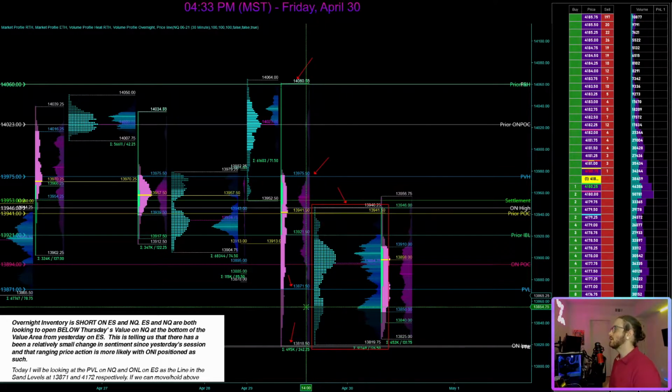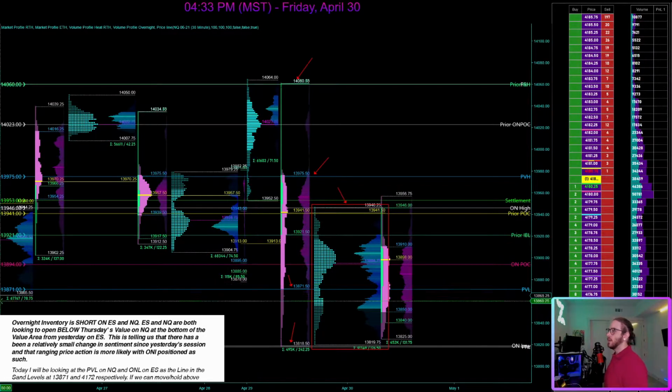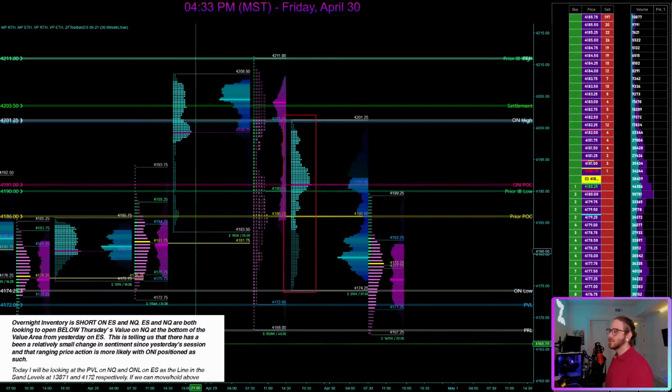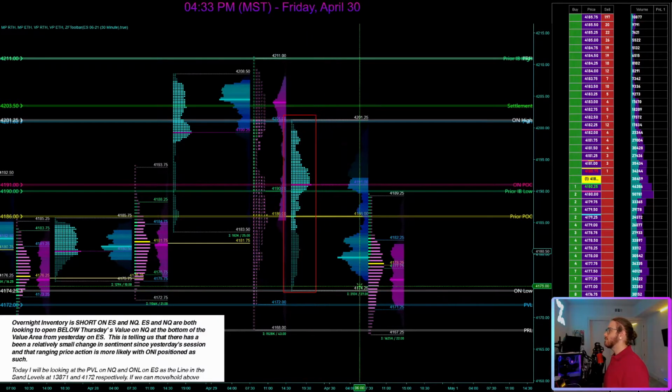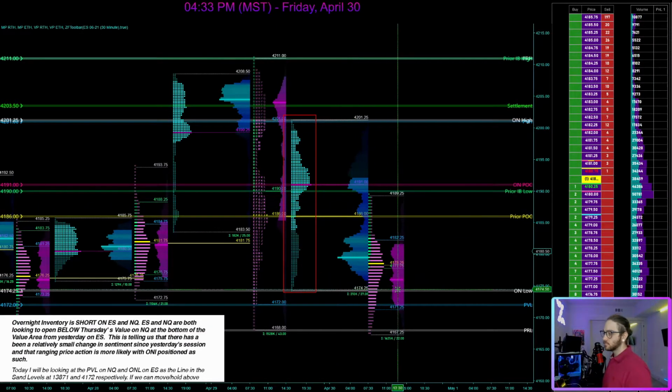So today I was looking at the prior value area low on NQ down here at 13,871, and on ES I was looking at the overnight low at 41.7425 as the line in the sand levels. My thought was if we could move and hold above those levels, we were likely to get a rotation back to the upside, back to value area high from yesterday. And if we could not hold above those levels, then I was going to look for a move down into the lows from the previous weekly profiles.